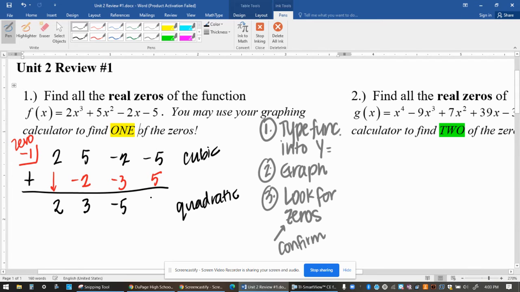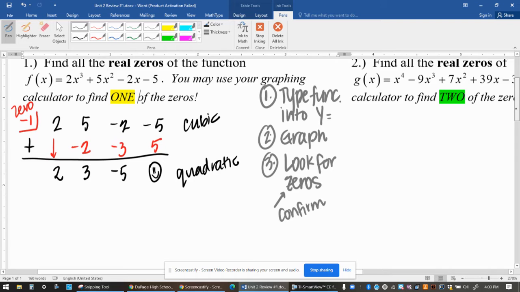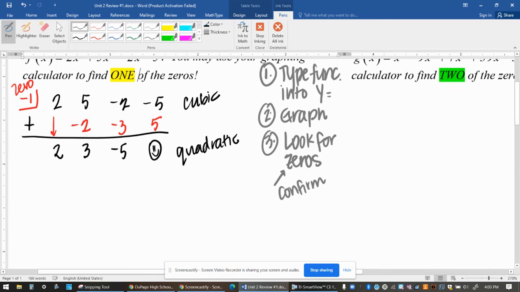And your last column should be a remainder of zero because you specifically looked at your graph where your polynomial intersected the x-axis and you saw that it intersected at -1. Remember, if something is a factor or a zero, then the remainder when you do a division should always be zero. So this is my quadratic.